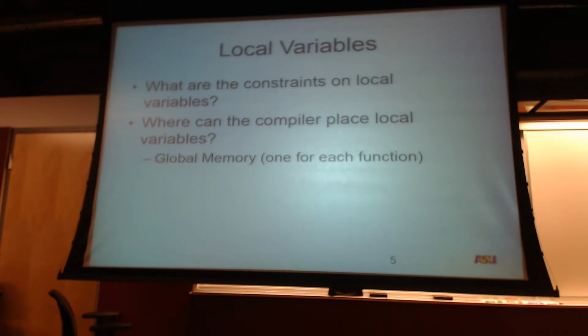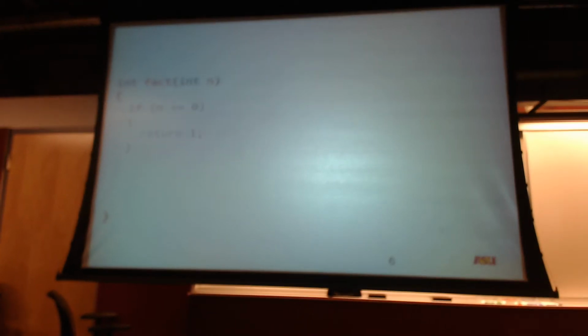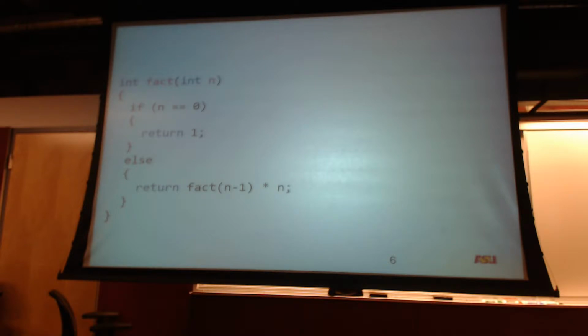So stacks are dynamic. Global memory is not dynamic. It's fixed for a given program. But stack size can change, it can increase and decrease. So what is the advantage? If you have this type of a program, what will happen? This is computing factorial, right?